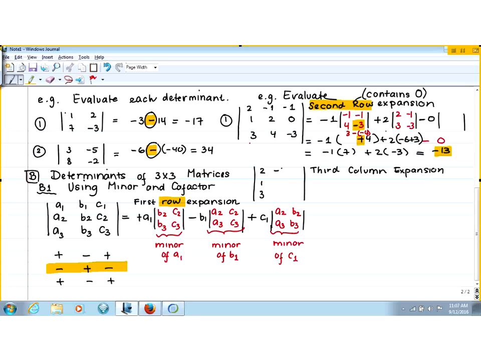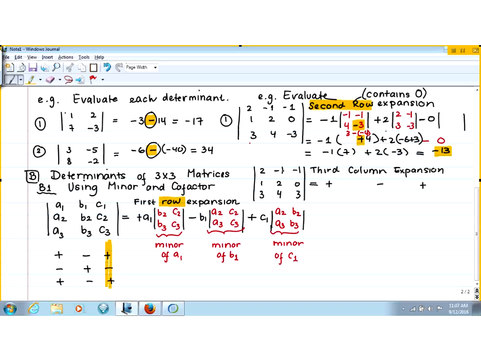Okay, so let me write down again 2, 1, 3, negative 1, 2, 4. I'm not going to think about lunch right now, but I'm going to think about dinner. First of all, we're going to talk about the third column. So this is the third column, negative 1, 0, 3. Which one is my sign for the third column? This one. So positive, negative, positive.